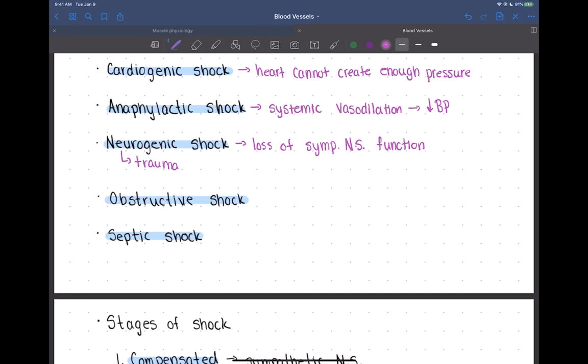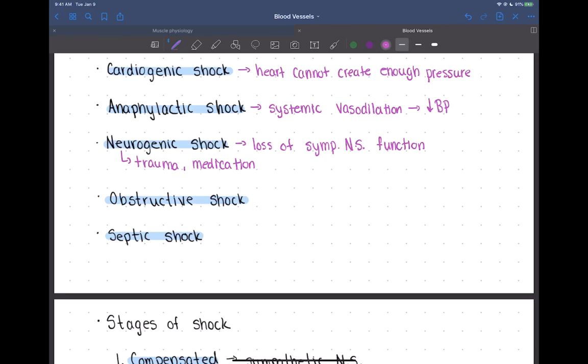There are also some medications that can cause this issue. And remember, our sympathetic nervous system helps to constrict those blood vessels to help maintain that blood pressure at the higher level. So if you don't have that input, likely your blood pressure is going to get too low.